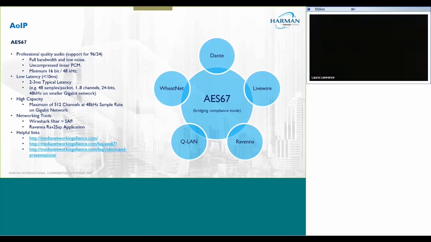If you want more information about AES67, you can visit the Media Networking Alliance, of which Harman, of course, is a member. So we are a member of this alliance, and actually so is Audinate. Everyone you see on the right-hand side, those manufacturers are all members of the Media Networking Alliance, which is a group of people who have agreed to adhere to the rules of 67.